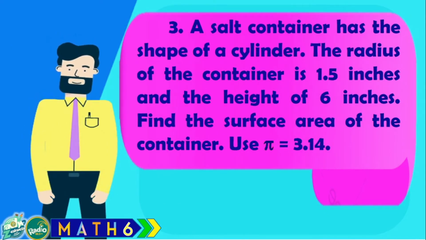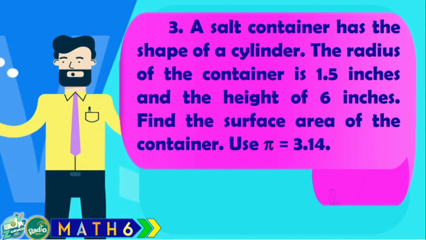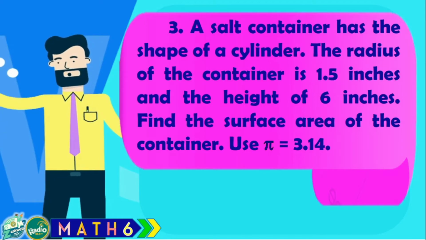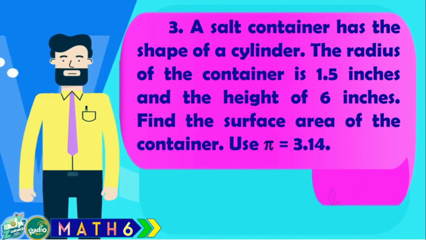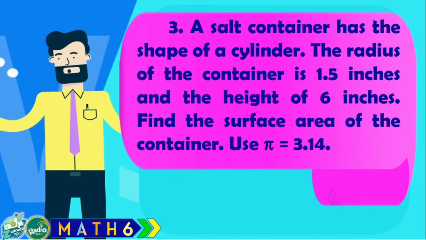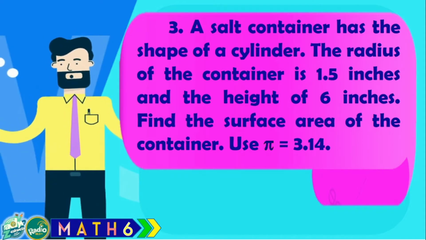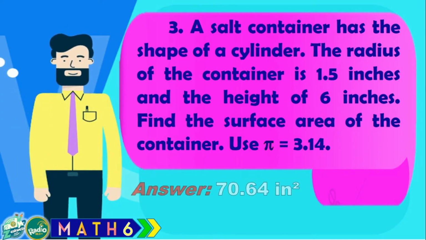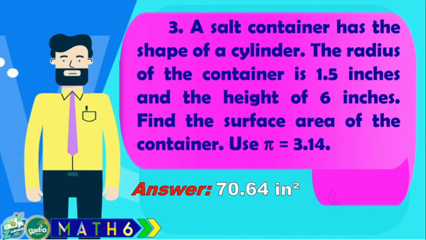For problem number 3, a salt container has the shape of a cylinder. The radius of the container is 1.5 inches and the height is 6 inches. What do you think is the surface area of the container? Well, if your answer is 70.64 square inches, then you got the correct answer.